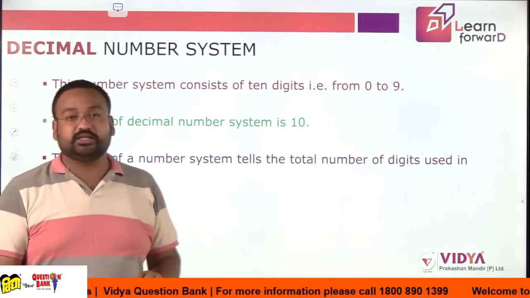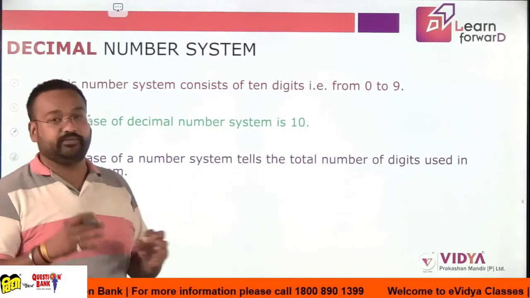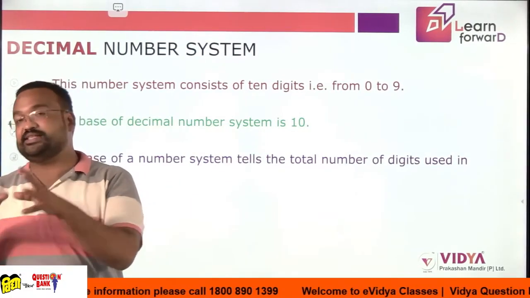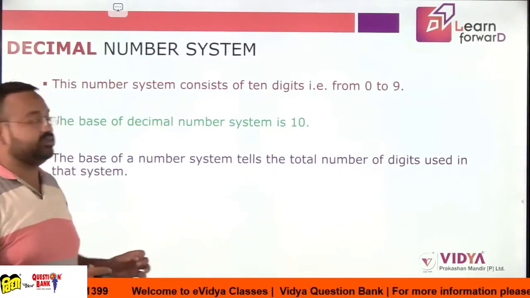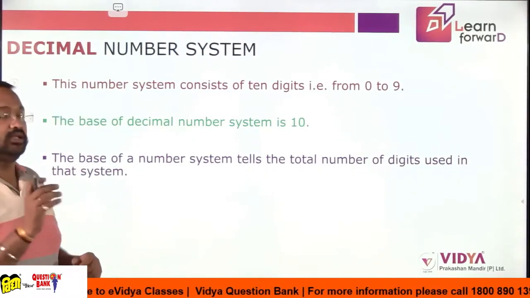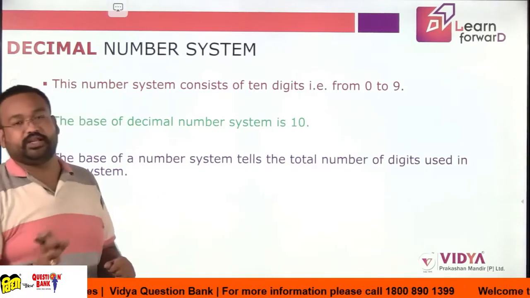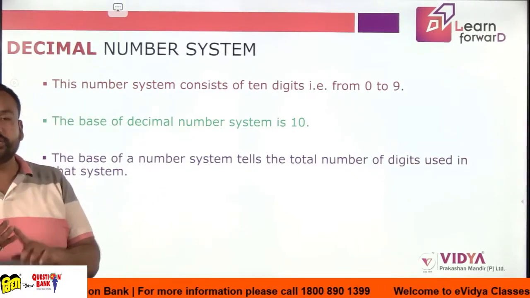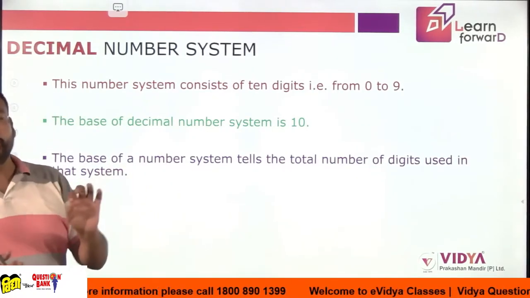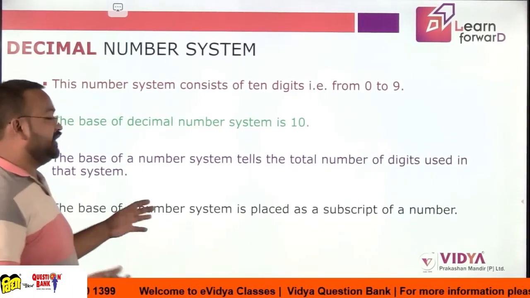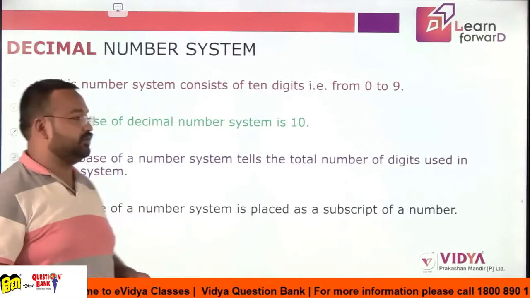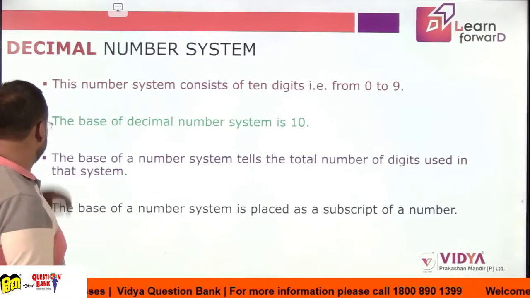So that means whatever the base would be, it will let you know that only this many digits are allowed. Let's say if there is a base of 17, that means that particular number system would contain 17 digits, including 0. So that's why it allows 0 to 16 only. Then it is generally placed as a subscript, at the bottom of a number.